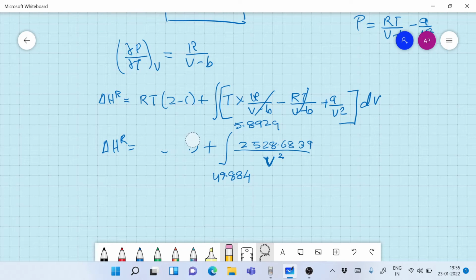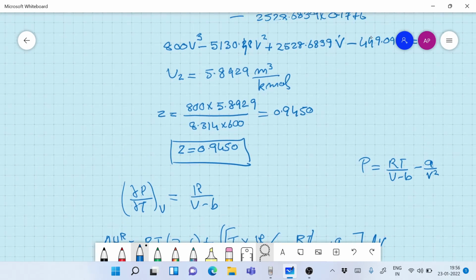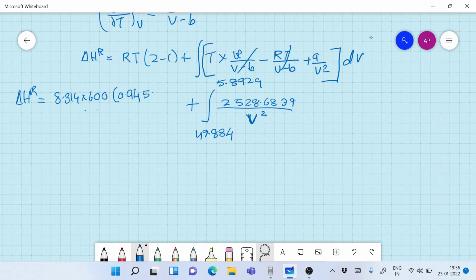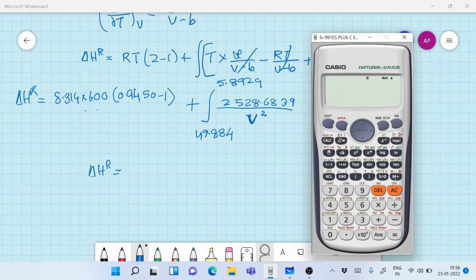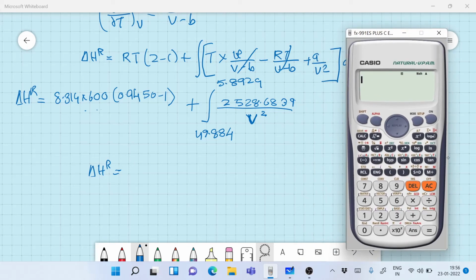So that's 8.314 into 600 into 0.9450 minus 1. So we get delta HR, let's go to the calculator and solve it. Now this is where it gets exciting, because it's pretty simple to solve, and without even remembering the formula, you're able to get a solution to the problem.